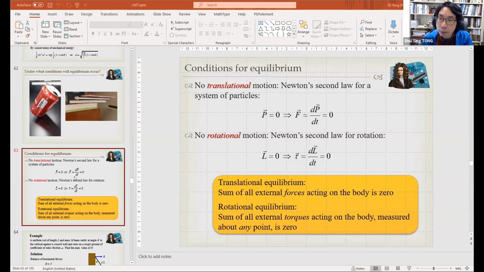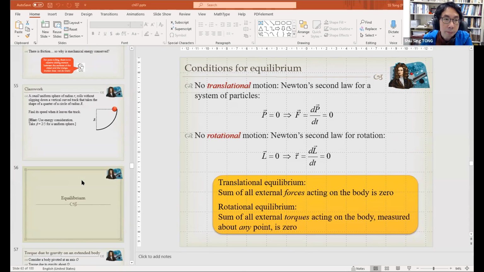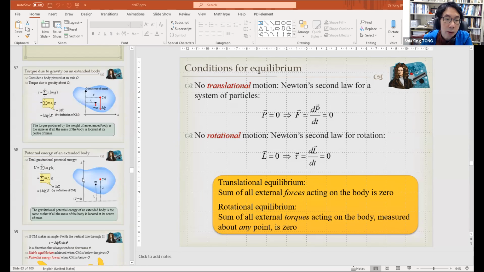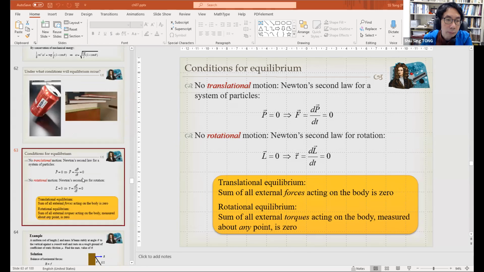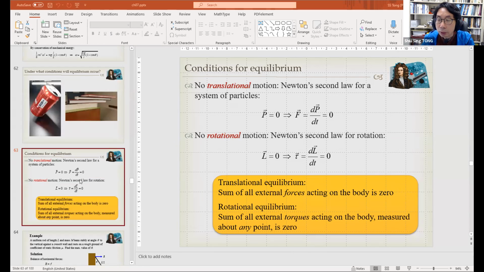So in that case, we can calculate the angular momentum for a system of particles, and then we talk about equilibrium. In your high school study, you learned about equilibrium. In that sense, if a body is not in motion, then the total momentum of that body is zero, and that means the total net force acting on that body is zero.